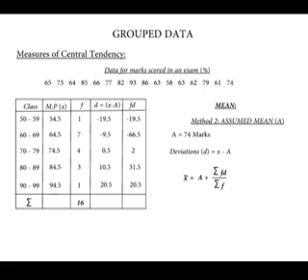The summation of fd will give us minus 32. And therefore mean is equal to the assumed mean 74 plus minus 32 over 16. That is equal to 74 plus minus 2, giving us 72, the same mean. The modal class is the one with the highest frequency, that is 60 to 69.